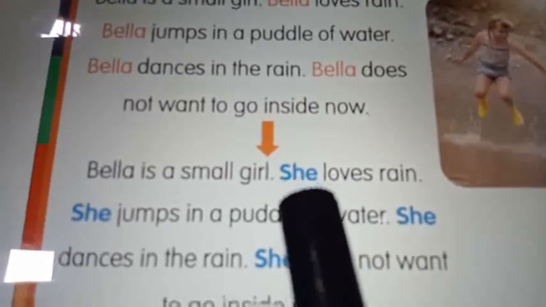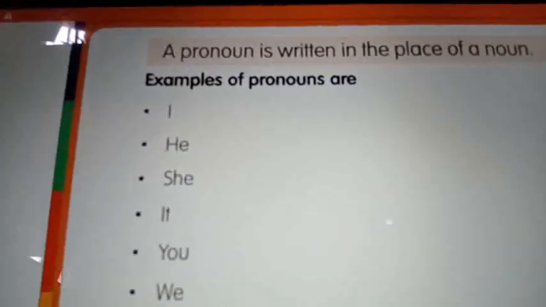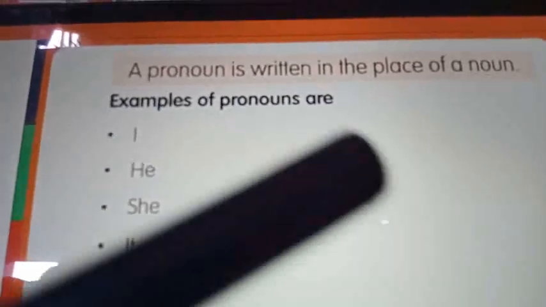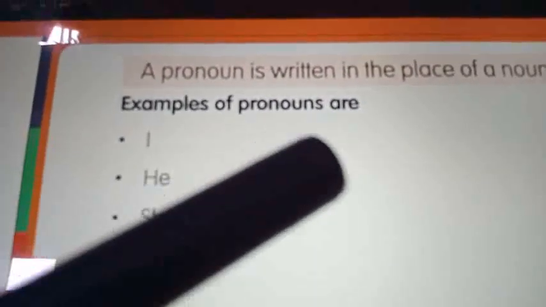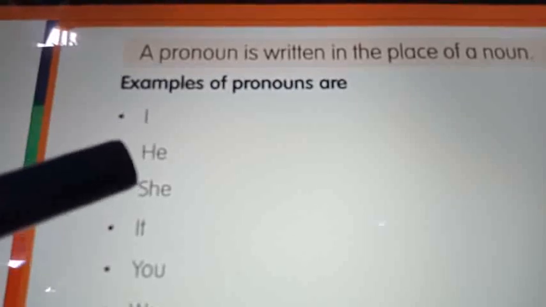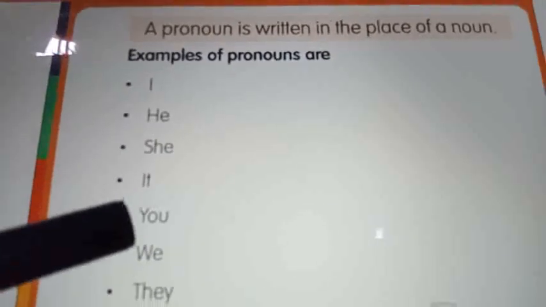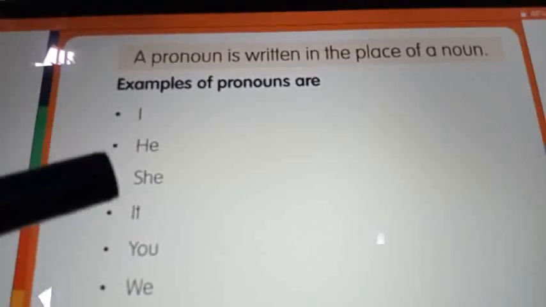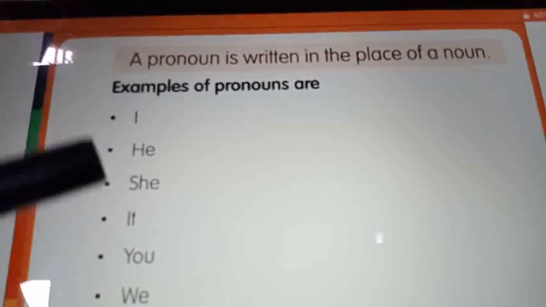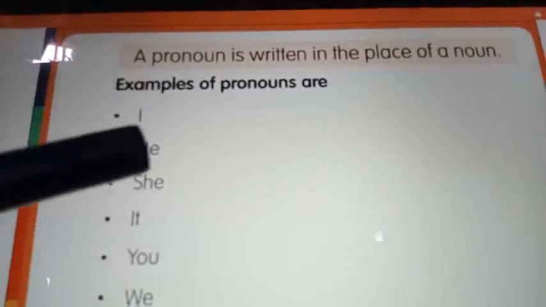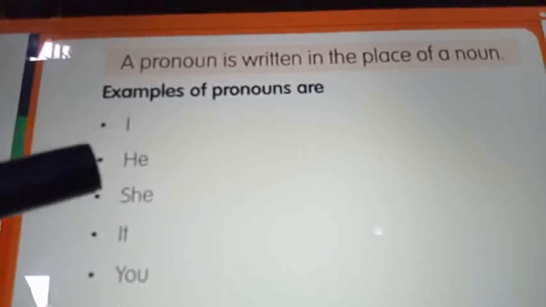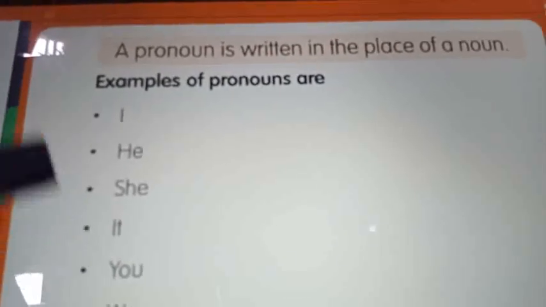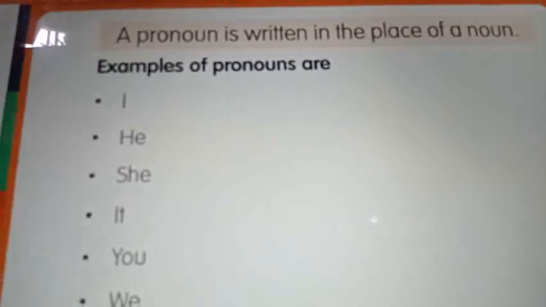That is called a pronoun. A pronoun is written in the place of a noun. Examples of pronouns are I, he, she, it, you, we, they. I, he, she, you, we, they. For persons we have to use I, he, she. It is used for animals, places and things. Do you understand, my dear children?